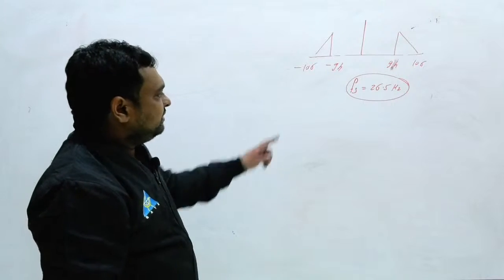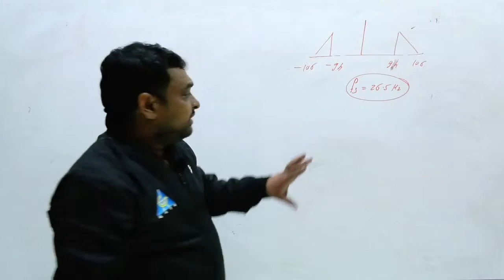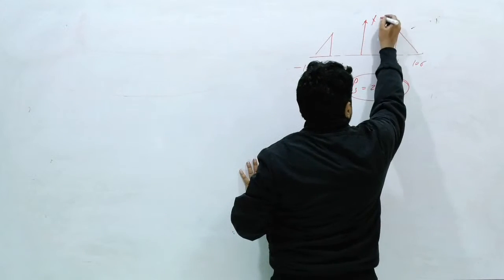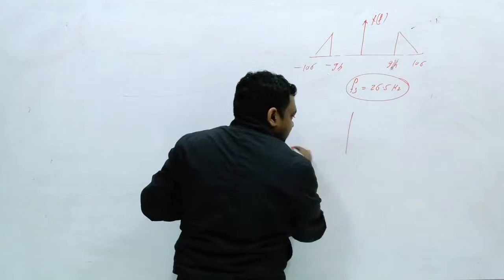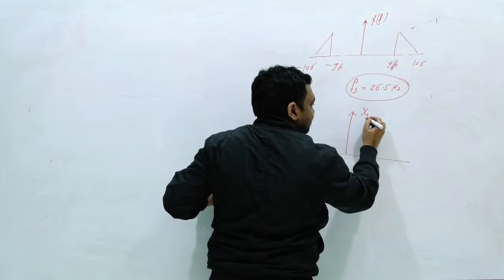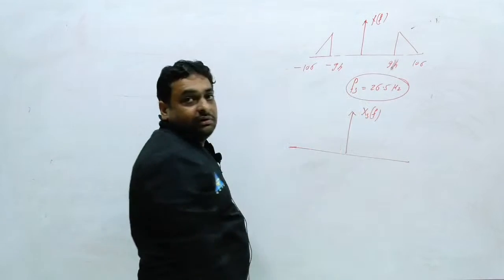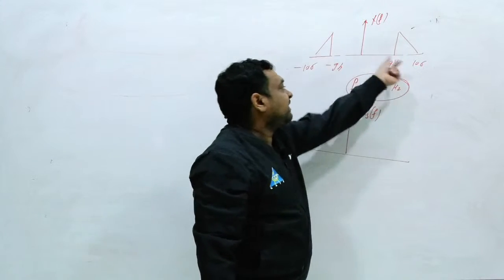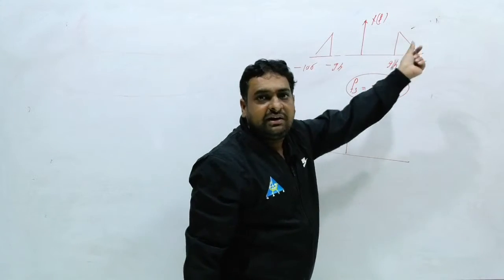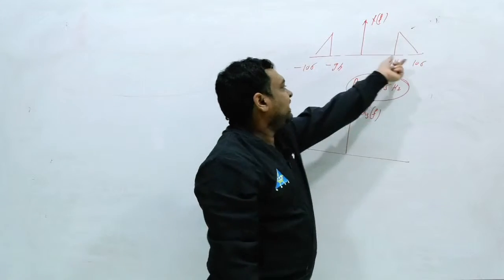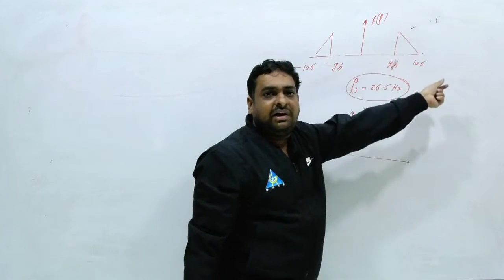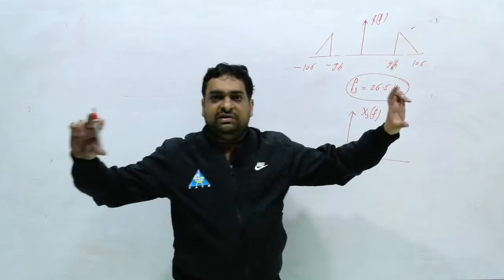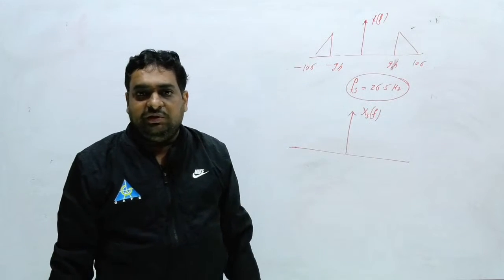Clear? So this is the sampling frequency. This is your homework. Just you have to plot this spectrum. Suppose this is X of f. You have to plot the spectrum for the sampled signal. So what you have to do? This will be shifted 26.5 right, left, again right. You have to shift this and left. Again this will be left, and then right. How much? 26.5, 26.5, and just you can see the shape.